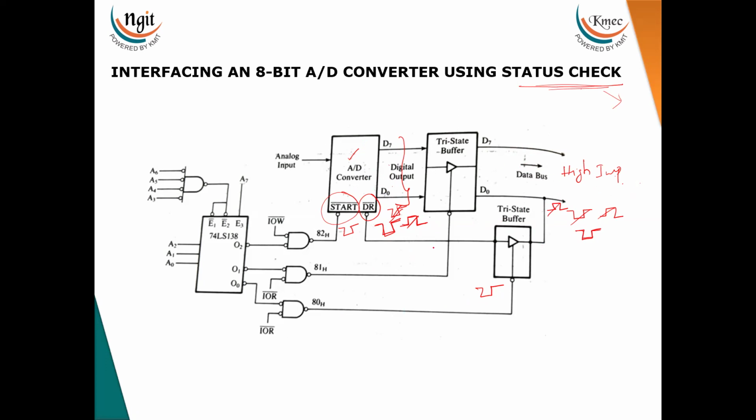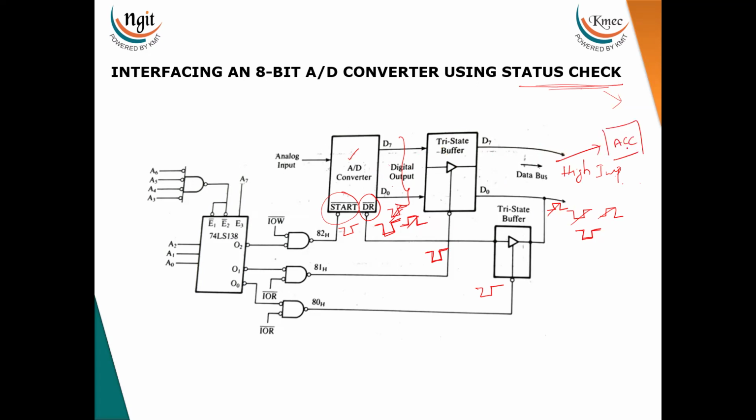Thereby, it will generate the low signal over here. Now, this is nothing but the tri-state buffer to read the data. Once the processor generates a low signal over here, whatever data is at the ADC output is transferred onto the data bus. Once the data is available on the data bus, this data is loaded onto the accumulator.